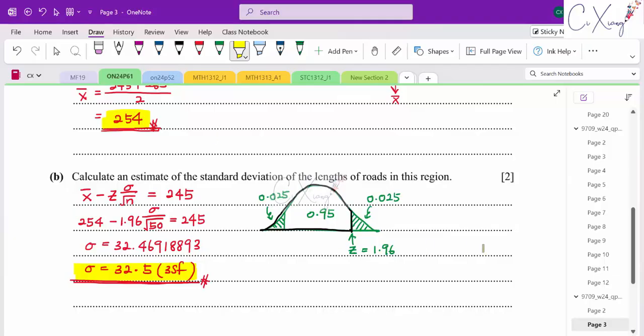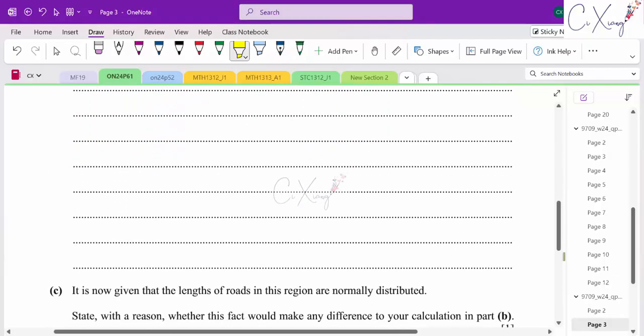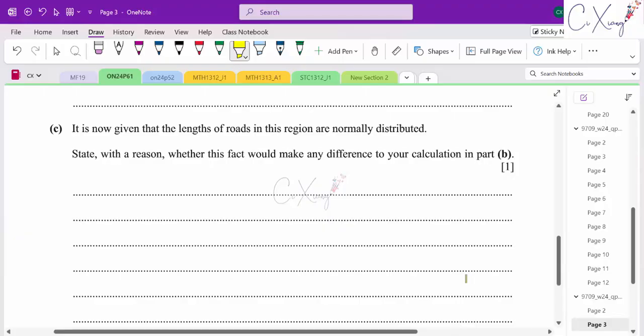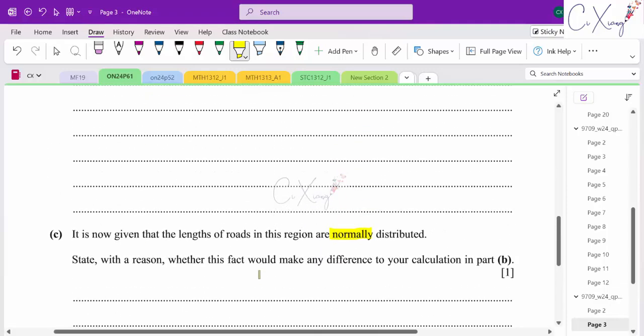Let's have a look for part C. For part C, they are saying that it is now given that the length of the roads in this region are normally distributed. So state with a reason whether this fact would make any difference to your calculation in part B or not. So let's have a look for the part B.